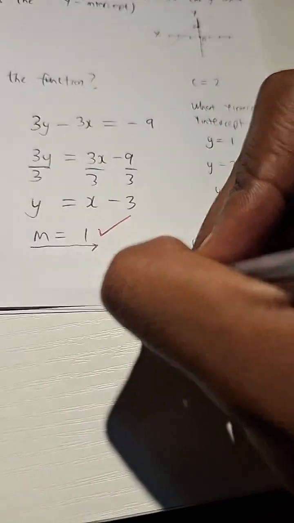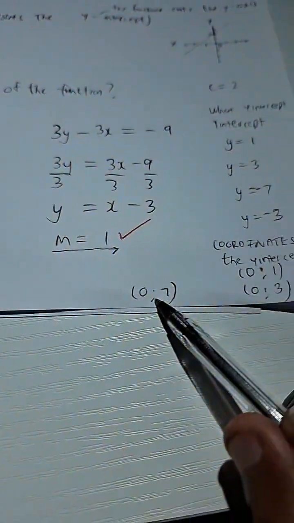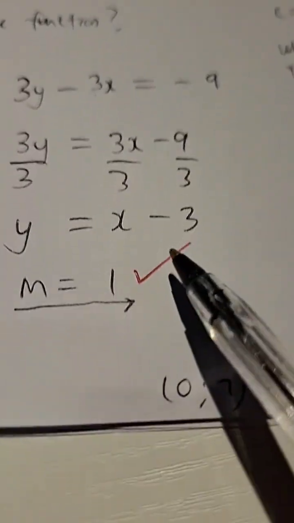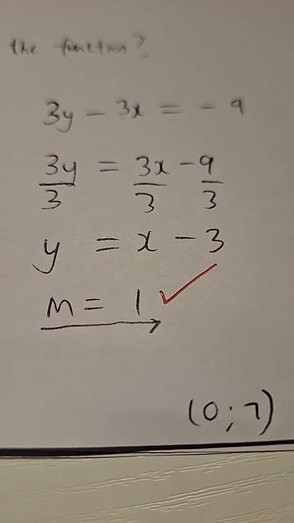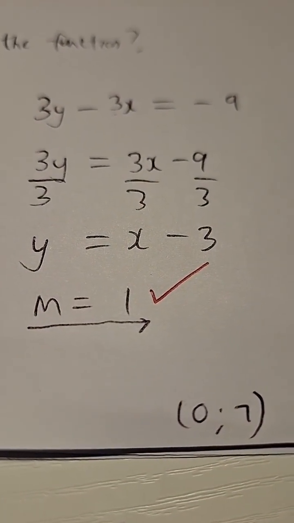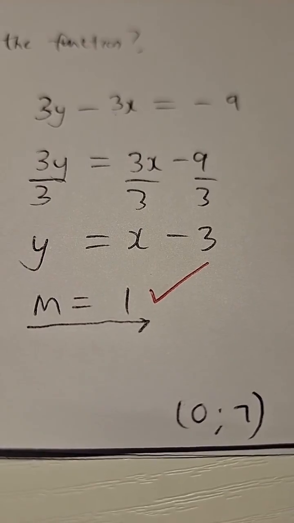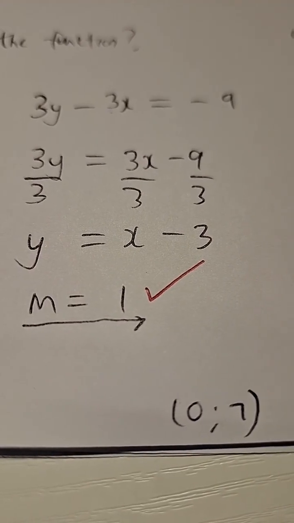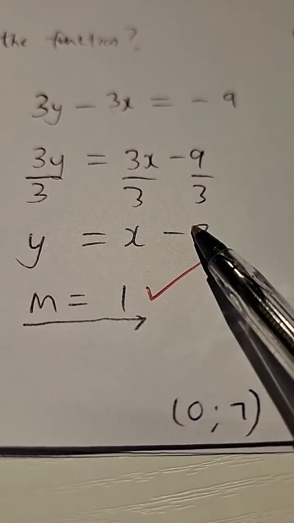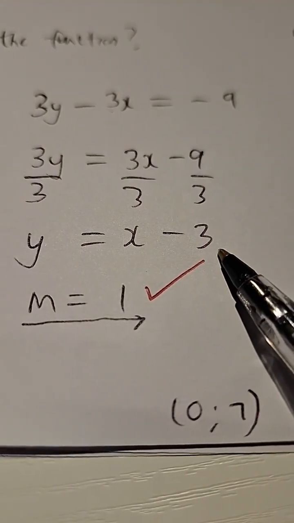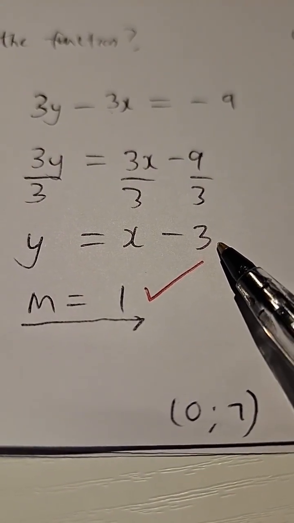So yes, it's 0 and 7. The coordinates of the y-intercept are 0 and 7. And then here, guys, the last one. Coordinates of the y-intercept here. Now I'm going to see this last comment if people really are just amazing. If you guys are amazing, I'll see it by you commenting correctly here. What are the coordinates of the y-intercept here?